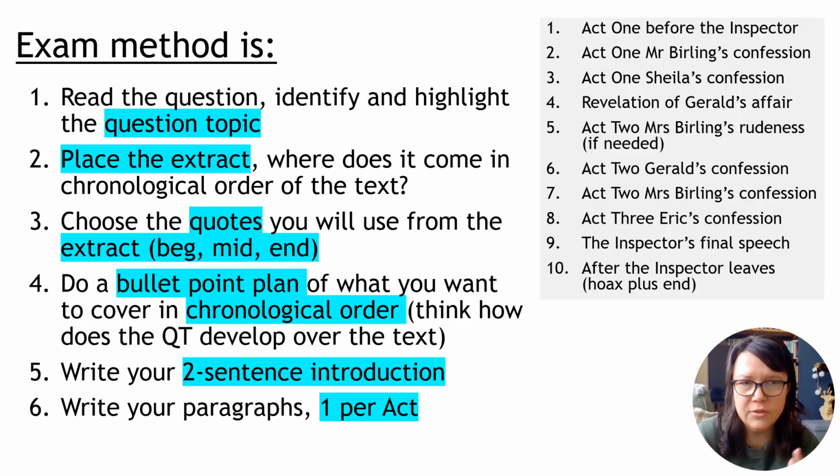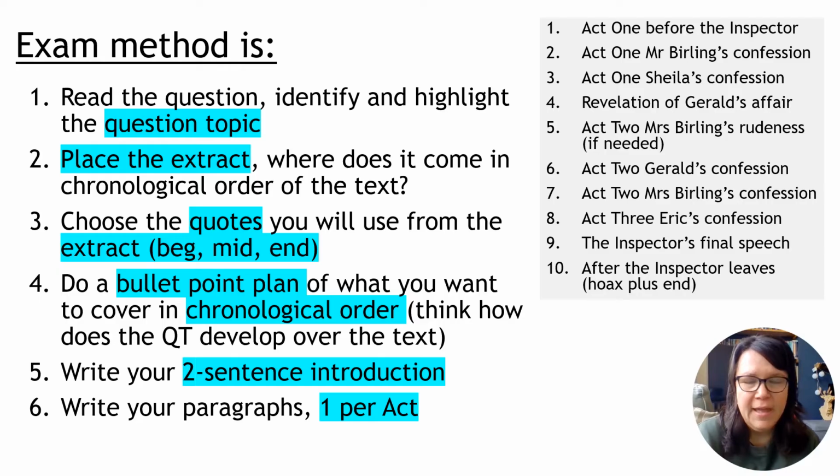So you're going to read the question, highlight the question topic, generally theme, character, event, something like that. You're going to look at the extract and place it. Where does it come in the chronology of the text? You're going to choose your quotations from the extract, 1 from the beginning, 1 from the middle, 1 from the end. You can use more than that, obviously, but you don't want to take away from talking about the rest of the play.